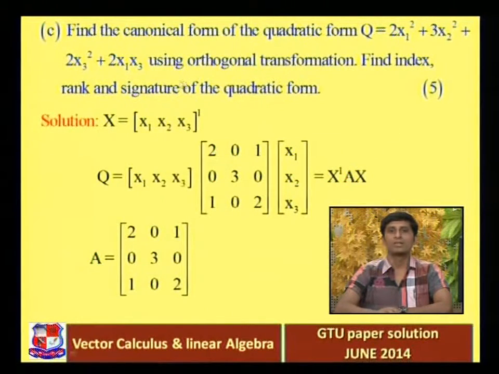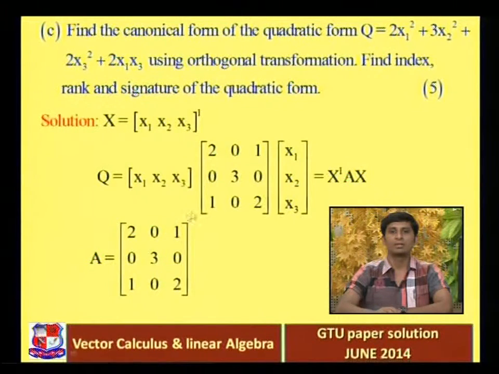Then the coefficient of x1x3 is 2, and in the matrix this coefficient will be divided by 2, so you will get 1. So we put 1 in this position for x1x3 and this one for x3x1, and the coefficients of x1x2 and x2x3 both are 0, so the other elements are 0. Okay, so using this method we can find this matrix.